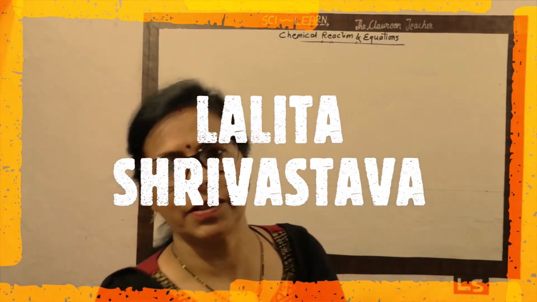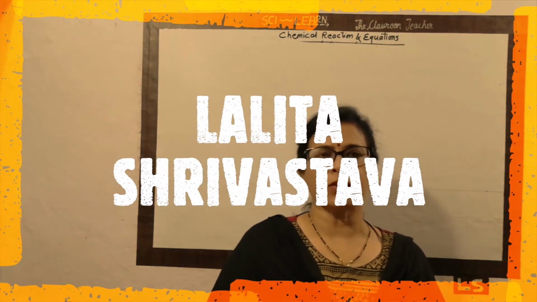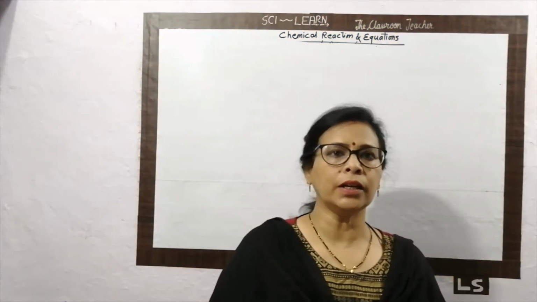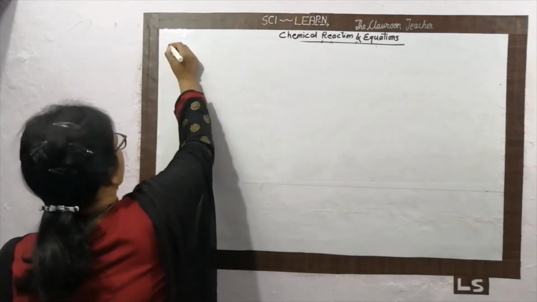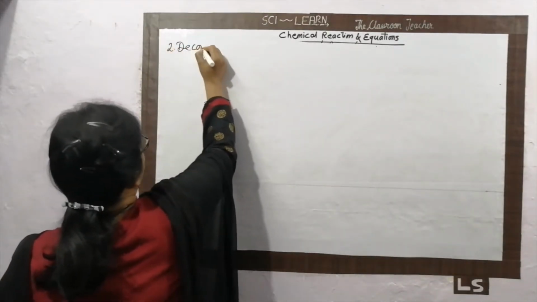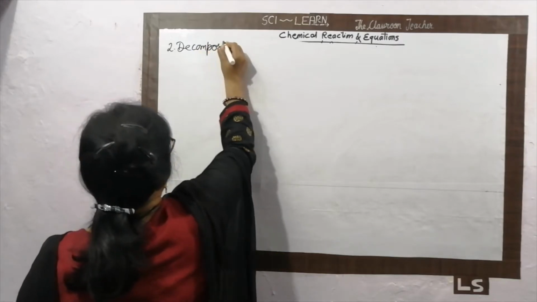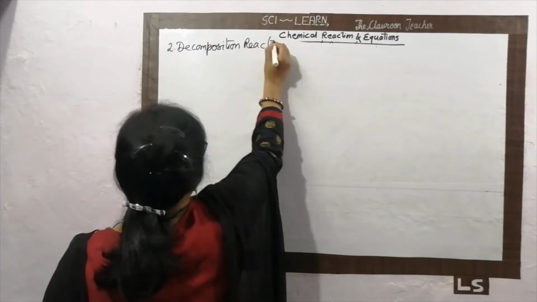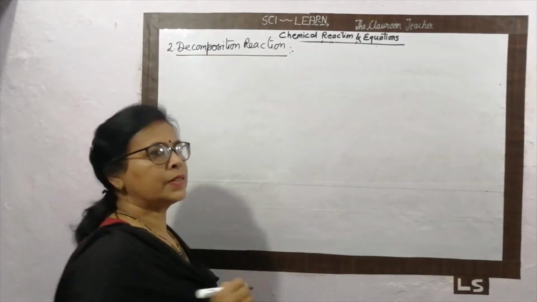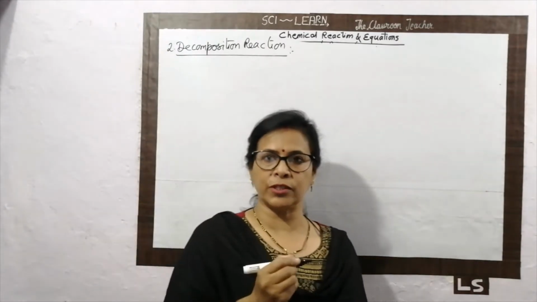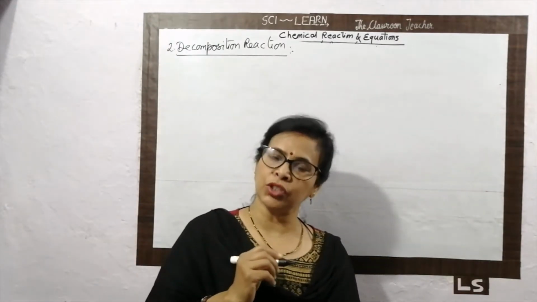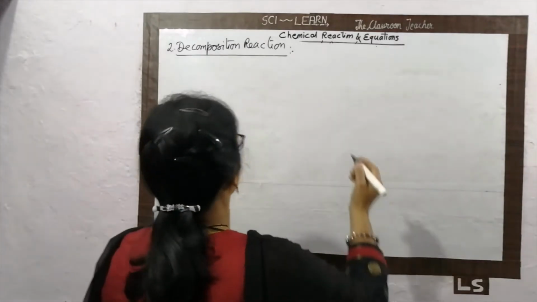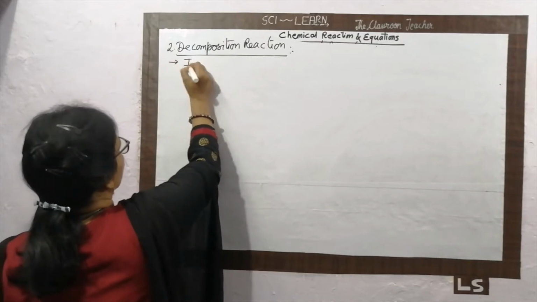Class 10th CBSE. In the sequence of the types of chemical reactions, the second type is the decomposition reaction. This is the second type of chemical reaction that you have to study in class 10. Now what is a decomposition reaction? It is just opposite to the combination reaction. Must remember, it is just opposite to combination reaction.